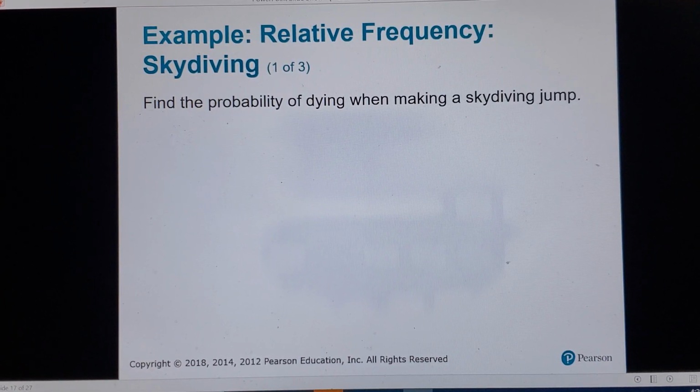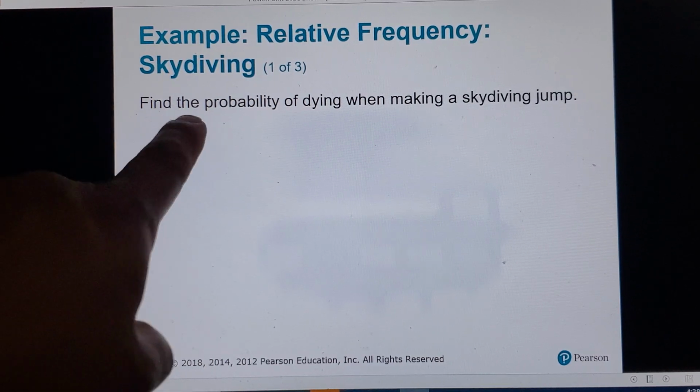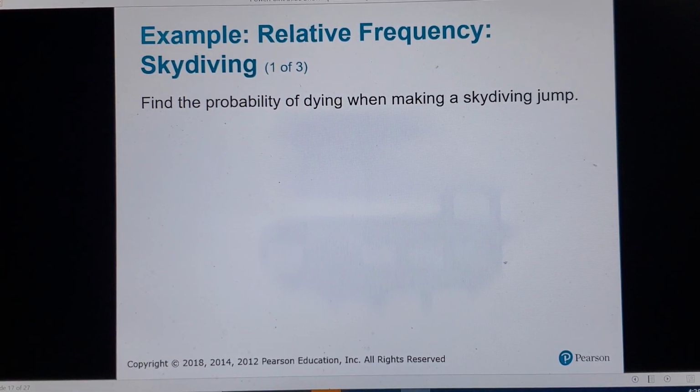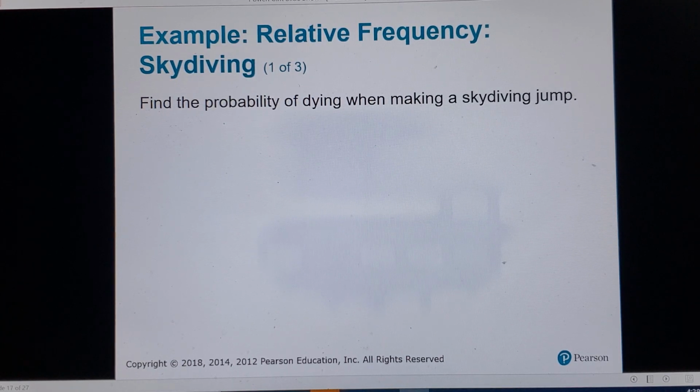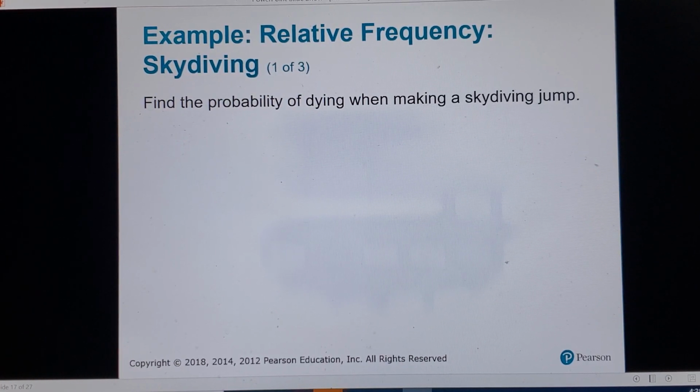But let's look at an example. Somehow, this all got deleted here. So the example was for a relative frequency: skydiving. Let's say we're trying to find the probability of dying when making a skydive, using the relative frequency approach. What that means is that we personally don't have to go skydiving a million times to verify how many of those times you die, because that would be kind of weird. Because once you die, there's no way to calculate it.